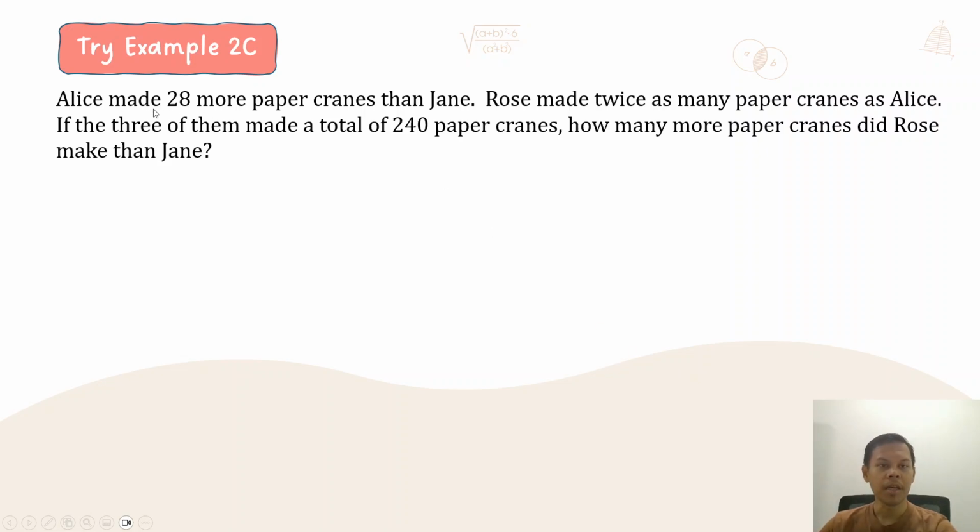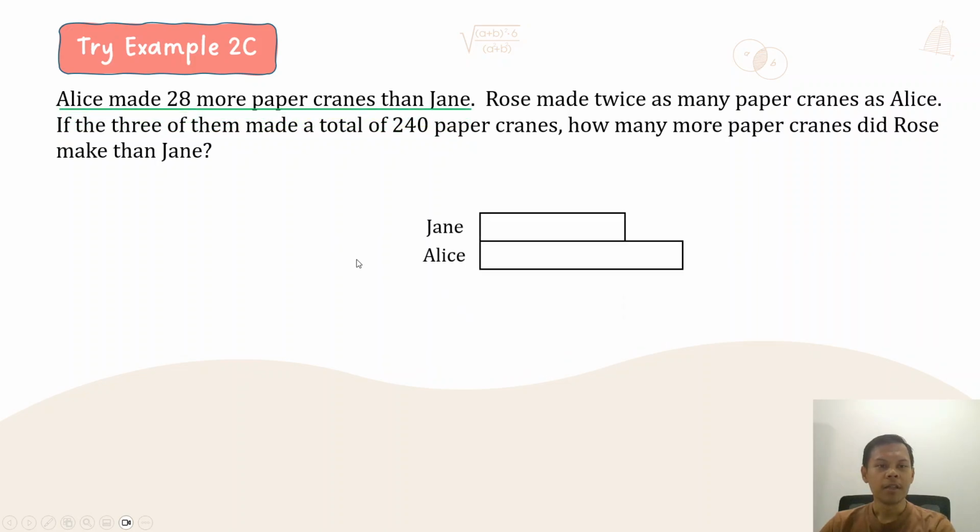Alice made 28 more paper cranes than Jane. Rose made twice as many paper cranes as Alice. If the three of them made a total of 240 paper cranes, how many more paper cranes did Rose make than Jane? Pause this video for a while. Try to do your own working. Once you are done, come back to this video and watch the solution.